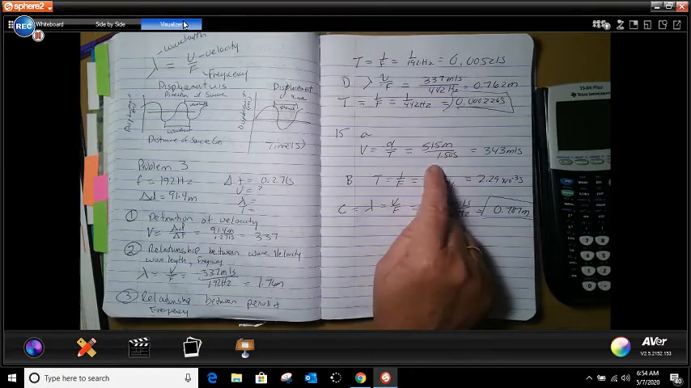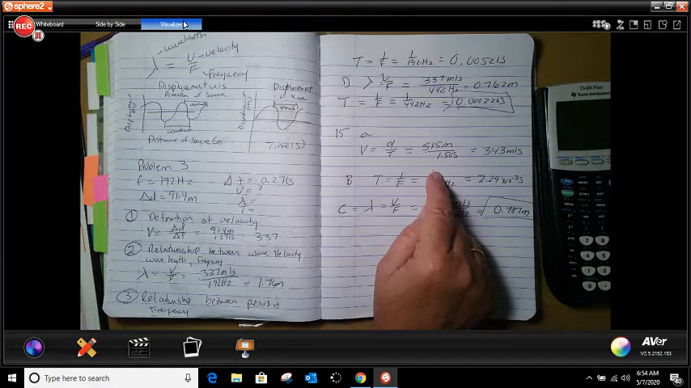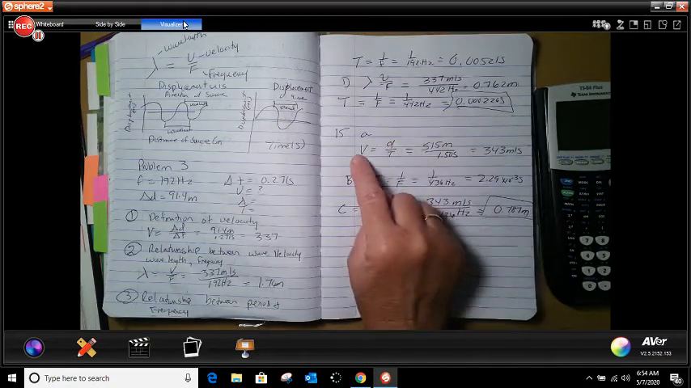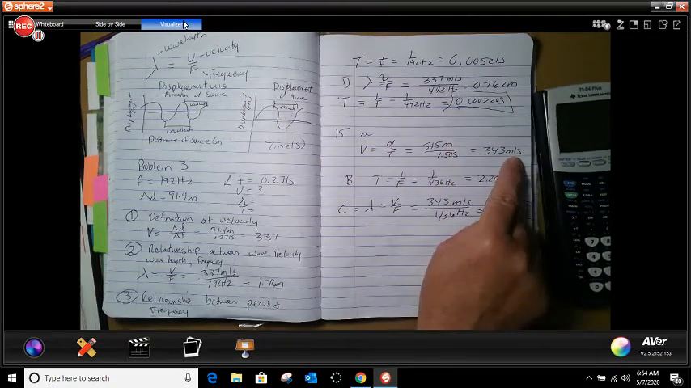The only one that I'm asking you to do on page 393 is question number 15. It says the sound waves produced by a clock chime travel 515 meters in 1.5 seconds. So you're just going to find the v. You just take the distance divided by the time.